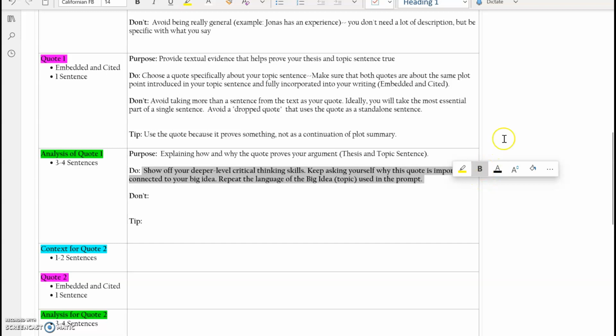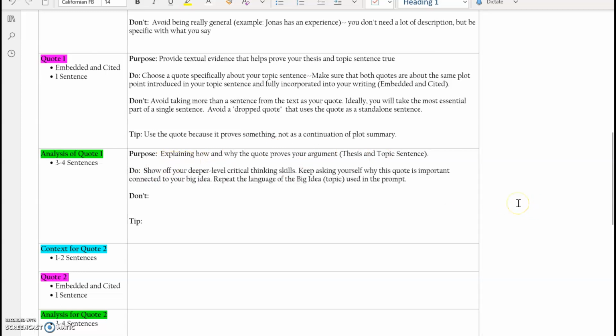So you're getting into your really deep level critical thinking here. In this case, you want to show off those deeper level critical thinking skills. You want to ask yourself the question of why this quote is important, connected to your big idea. You want to repeat the language of the big idea used in the prompt here. Remember, your goal is to answer the question of the prompt, so you want to be using that language.